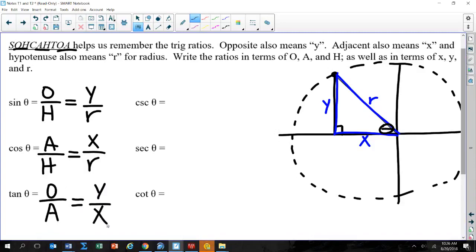Excellent. Very good. And then I listed the reciprocals right next to each trig function. So cosecant is the reciprocal of sine, secant is the reciprocal of cosine, and cotangent is the reciprocal of tangent. So if I know the ratios for sine, cosine, and tangent, all I have to do is flip those fractions in order to get the rest of them. So, for example, cosecant would be hypotenuse over opposite, which if I flip that fraction would become r over y, etc. You can finish filling that out. Any questions?